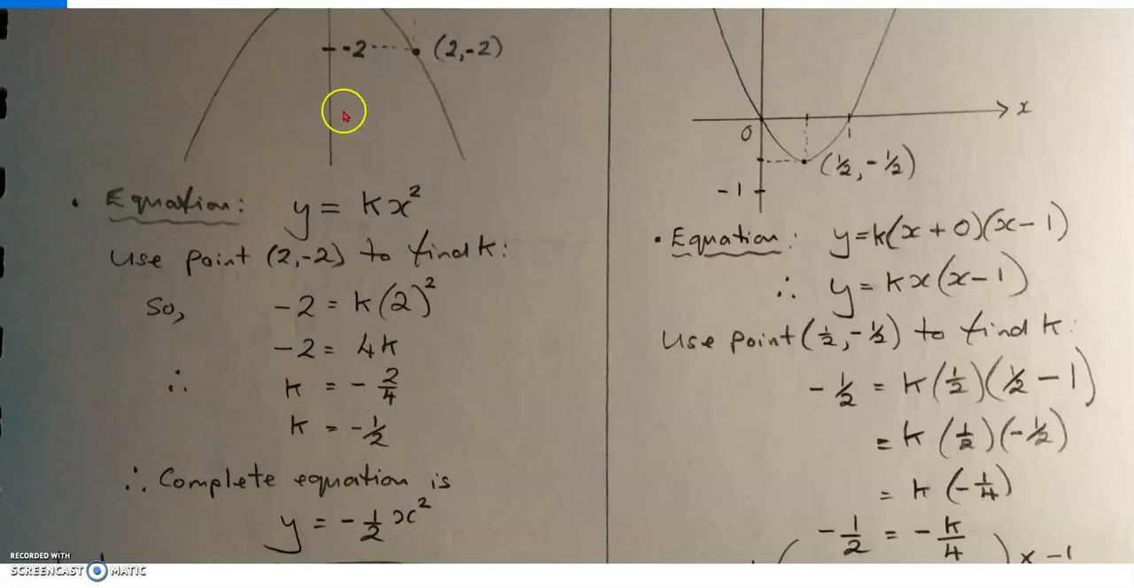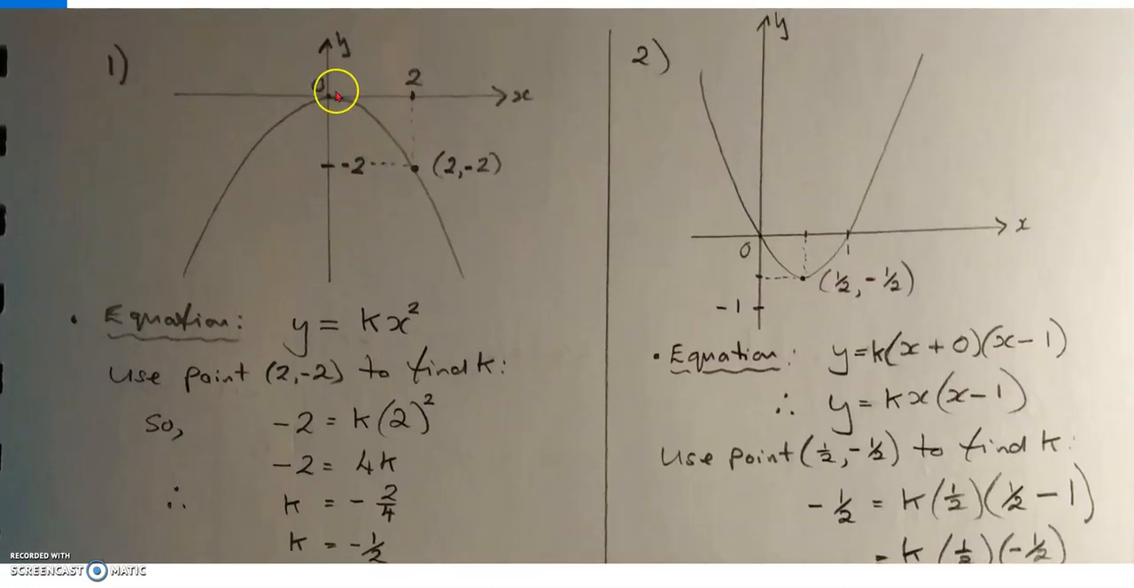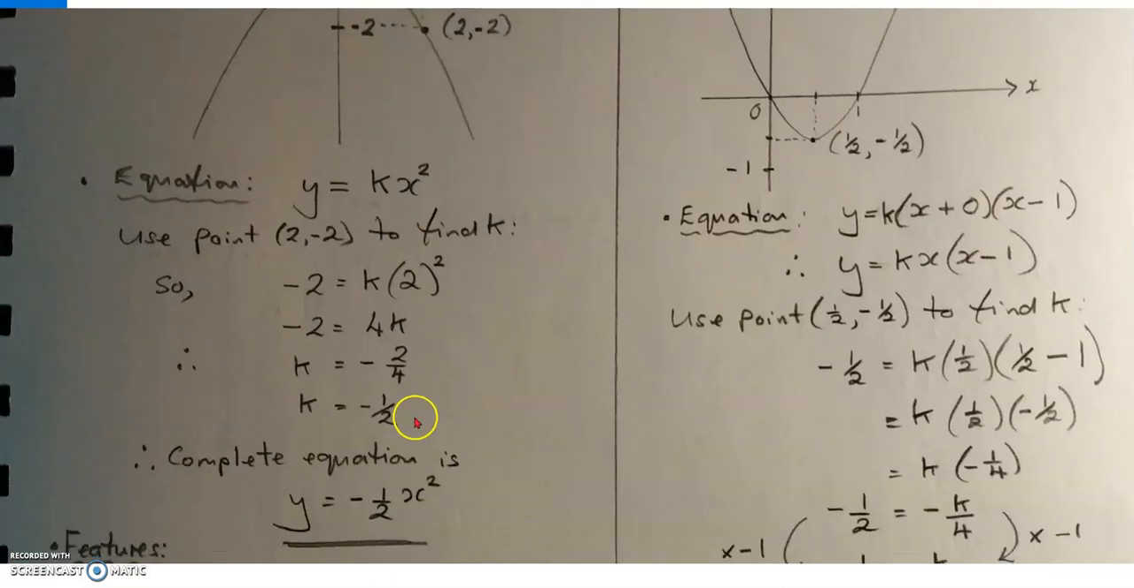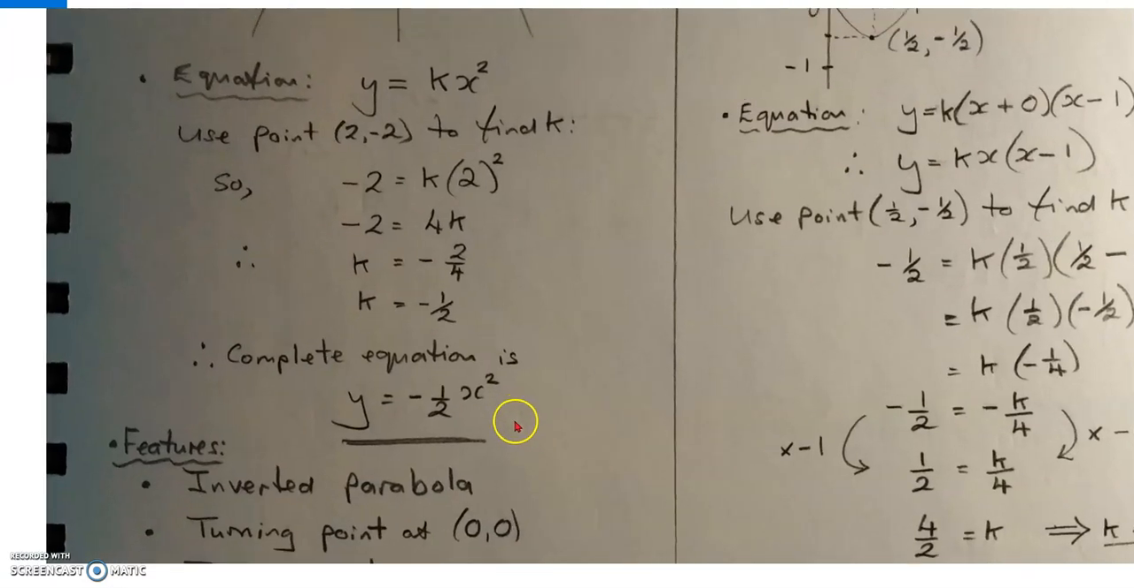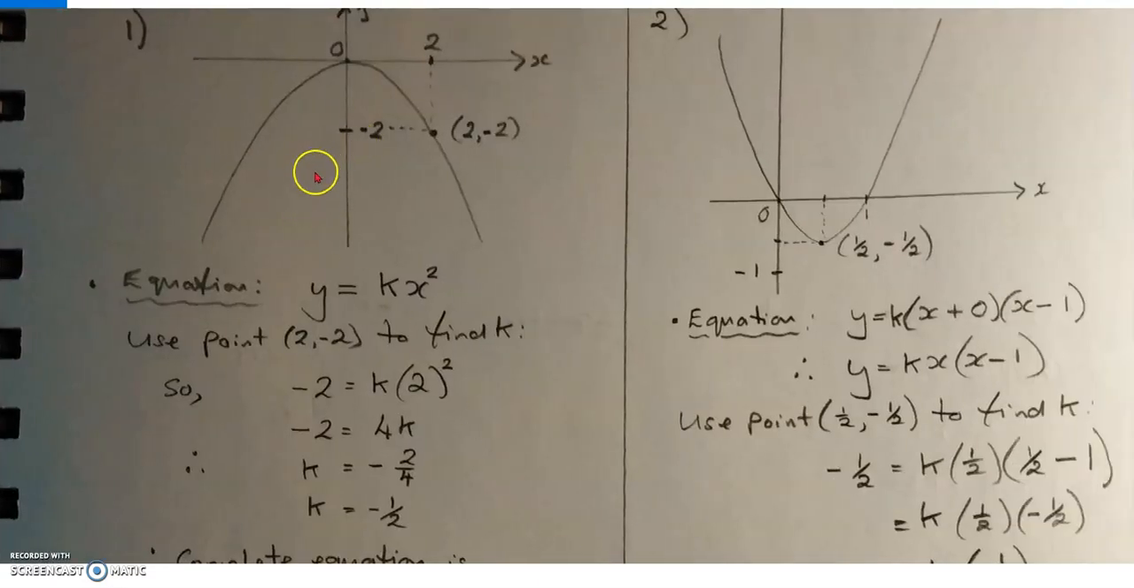There's been no horizontal translation and no vertical translation. So it is simply, it starts like that, but the value of k is minus a half, and it's like that. Okay, now you must be able to list the features of this parabola.